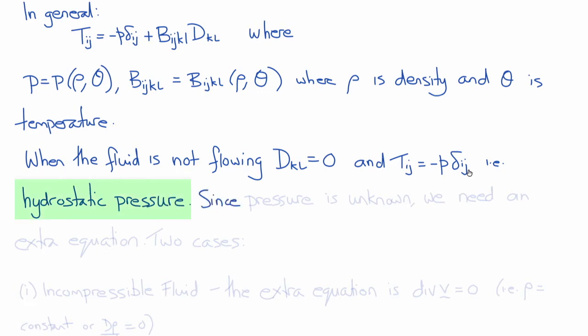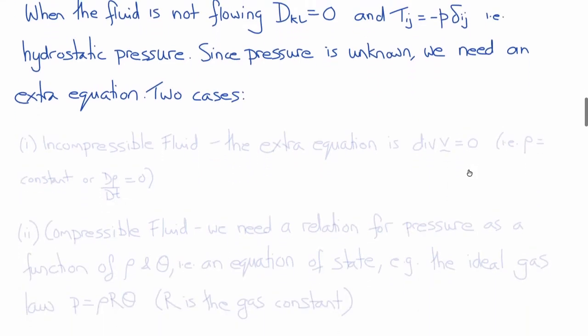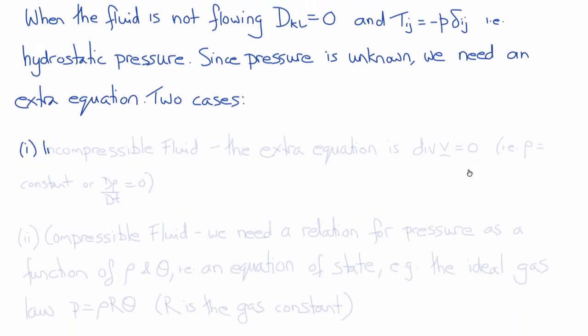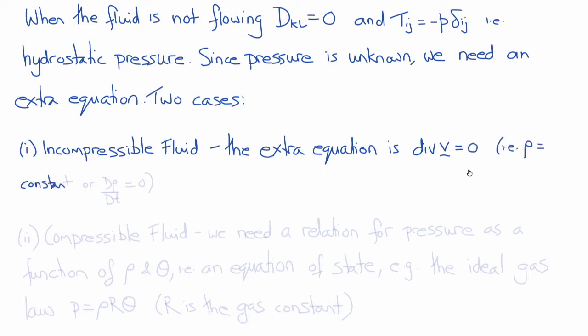Now, since the pressure is unknown in this formulation, we need an extra equation or condition to find it. There are two possibilities for defining that extra condition that can be used to solve for the hydrostatic pressure. The first is incompressibility. So in an incompressible fluid, we have the extra constraint or equation from conservation of mass that since the density is constant, the divergence of the velocity vector is equal to 0.